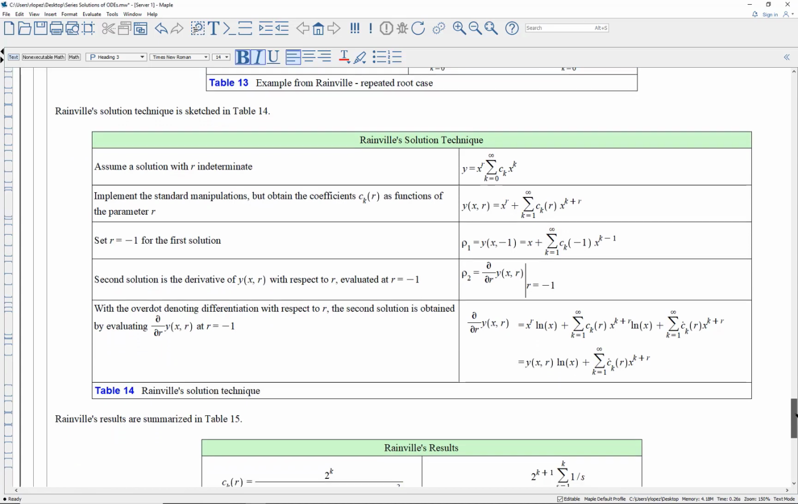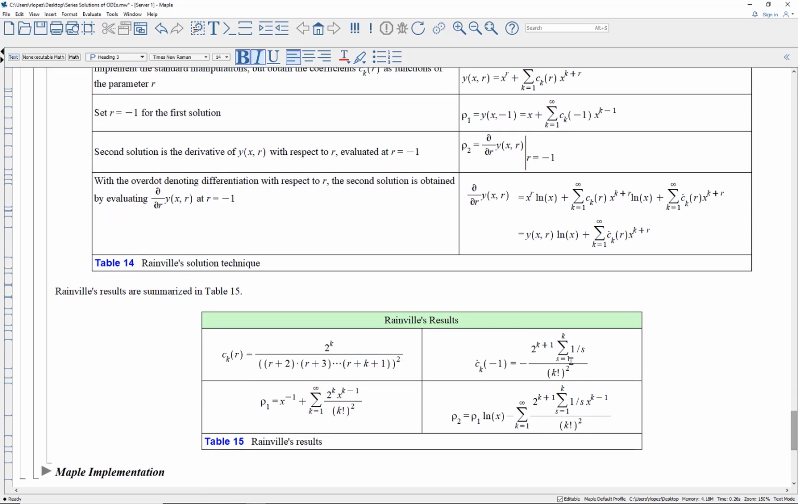So now in table 15, I summarize what took pages in Rainville's text. This is C as a function of R. When you differentiate with respect to R and evaluate it at minus 1, because of this product down here, you're going to get sums, and that's here. Okay?